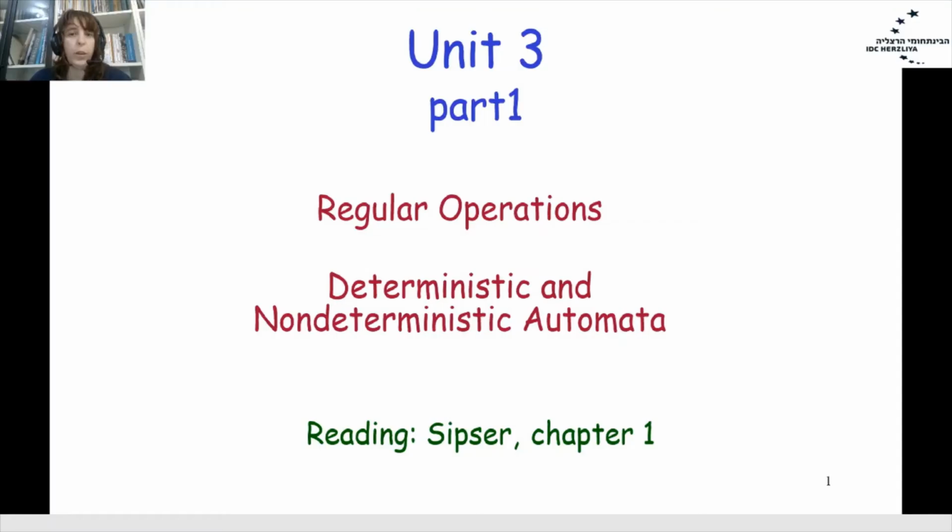Hello everyone, we are gathered to record Unit 3 of the course Automata and Formal Languages, Part 1. Today we will talk about regular operations, deterministic and non-deterministic finite automaton. We are still using the Sipser book and we are still in chapter 1 of the book.